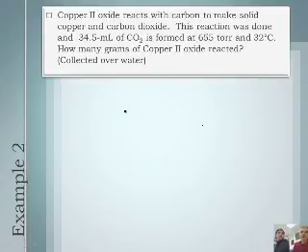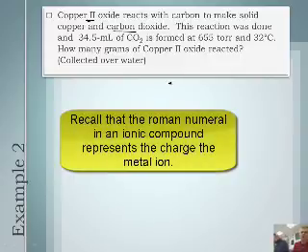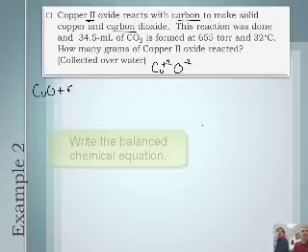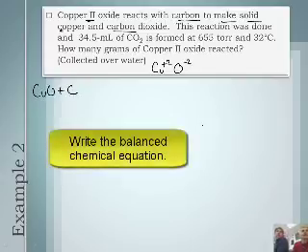Example number 2. Copper 2 oxide reacts with carbon to make solid copper and carbon dioxide. We got to write a balanced equation. Copper 2. Roman numeral. What does that mean? That's the charge. Cu plus 2. Oxide is O negative 2. So we're going to have CuO plus carbon to make solid copper, Cu, plus carbon dioxide. Okay. That's it.